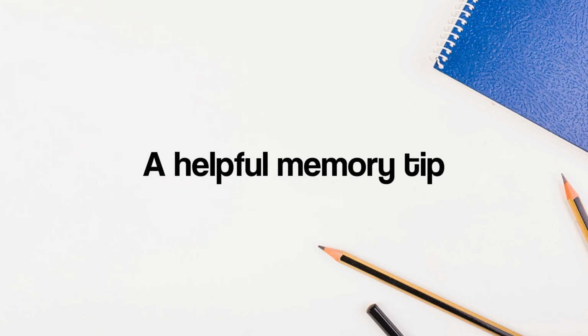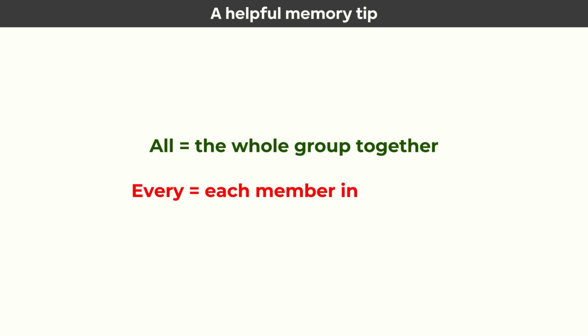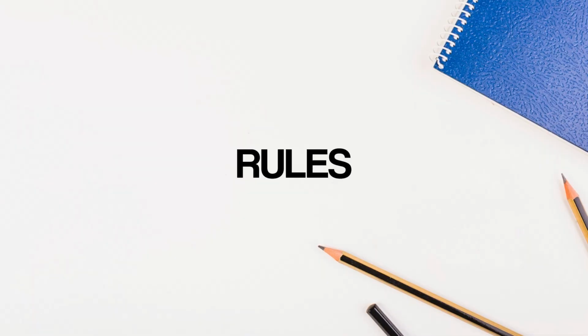A helpful memory tip. Here is a simple way to remember it. All means the whole group together. Every means each member in the group. That is the key difference. Now let's look at the rules.